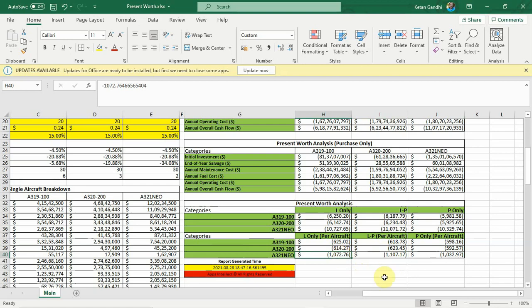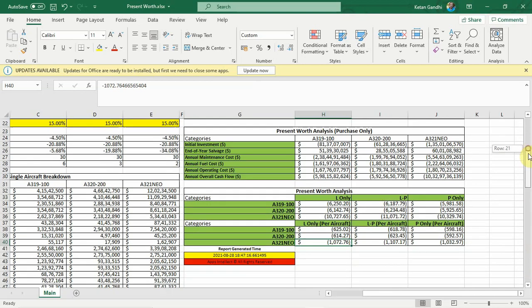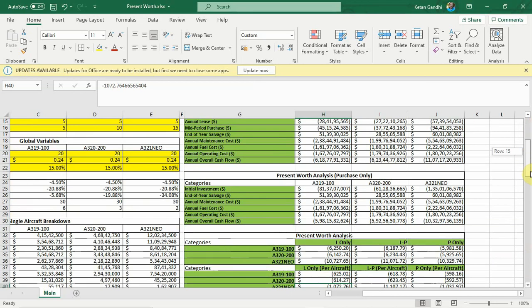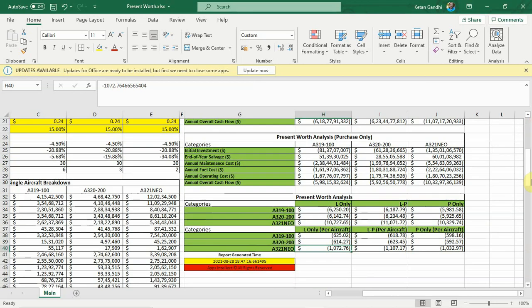So here we get for lease only per aircraft, after the study period of 30, the present worth is 107 million 276,000 dollars. So this is the way the present worth analysis is done, based on the parameters, based on the annual expenses, and we get this figure. So this is the way an airline can choose.